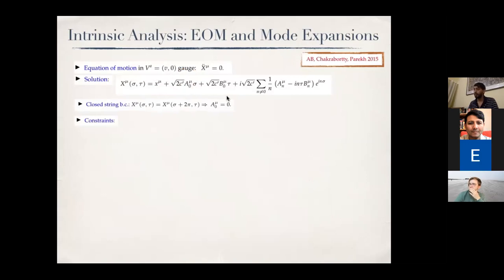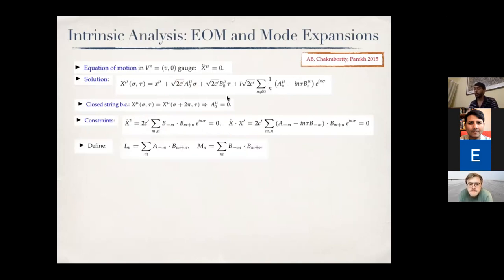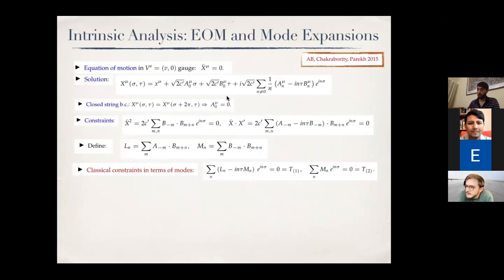If you write down what the constraints are, you will see that you can write it in this form. It's x dot squared equal to 0. You just plug in what x dot is out here, and you see that it's b minus n and m plus n. Very good. What we're going to do is define some bilinears. This L is going to be a dot b, and these M's are going to be b dot b. If you rewrite them, you will see that the constraints are of the form L_n minus i tau M_n, exponential i n sigma. If you go back to my previous slide, this was exactly the expression of the T's which I showed you.